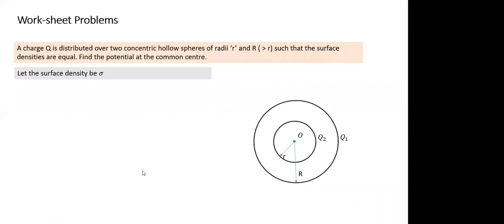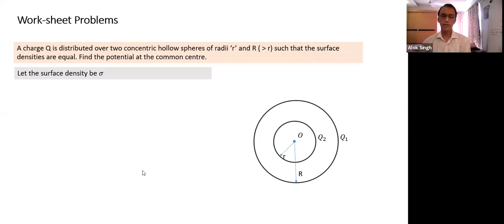Sir, can we eliminate the pi terms? Depending on what is given in the choices: if the answer is given in terms of epsilon naught, you need to substitute K is equal to 1 by 4 pi epsilon naught. If the answer is given in terms of K, it's very easy. That is the easier part. Depending on how the options are given, you can write it in the desired form.